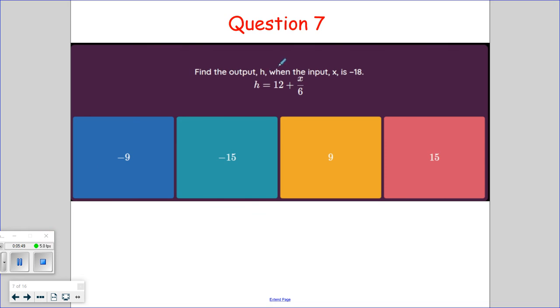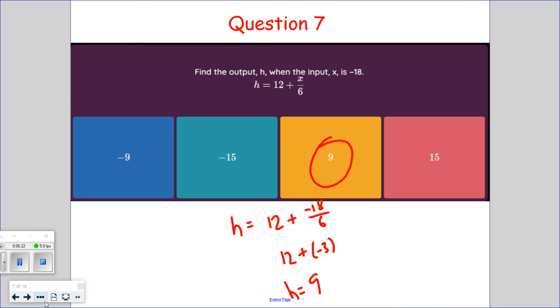Find the output h when x equals -18. So all we really need to do here is substitute -18 for x. So h is equal to 12 plus -18 over 6. Well, -18 divided by 6 is -3, since negative divided by positive is negative. So I end up with 12 plus -3 is 9. So the output h is equal to 9. Moving onward.